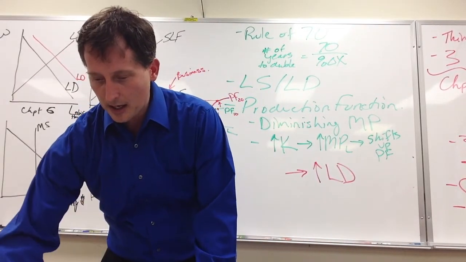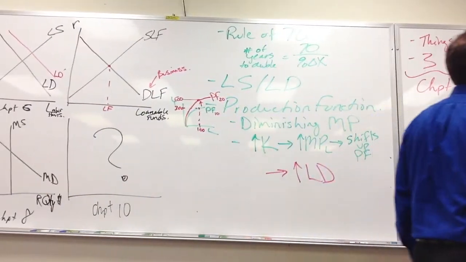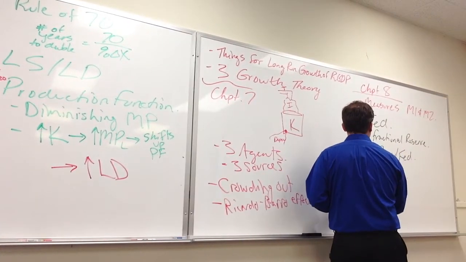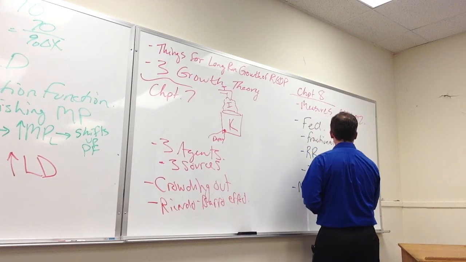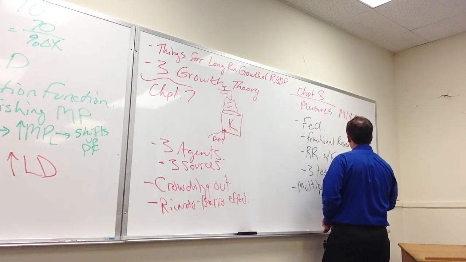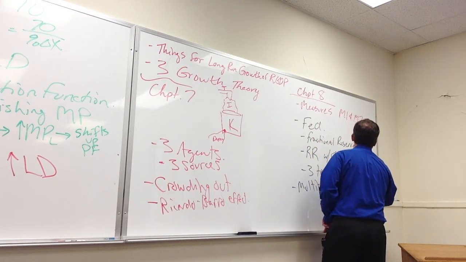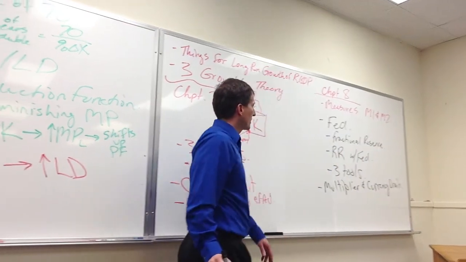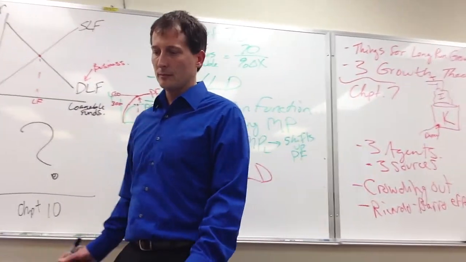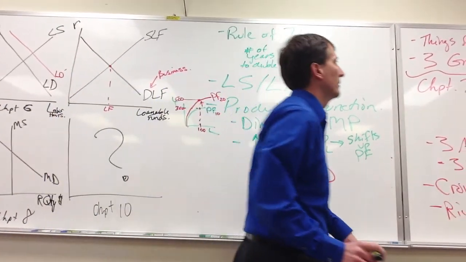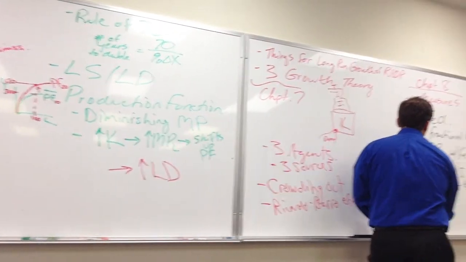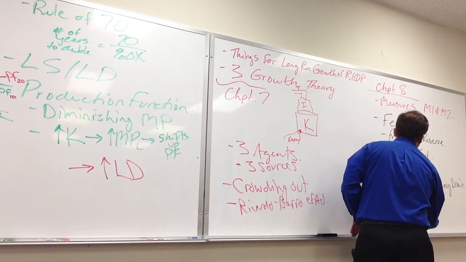All right, we learned about the multiplier, the deposit multiplier, and the currency drain. And then our last thing we did today, our quantity theory of money.